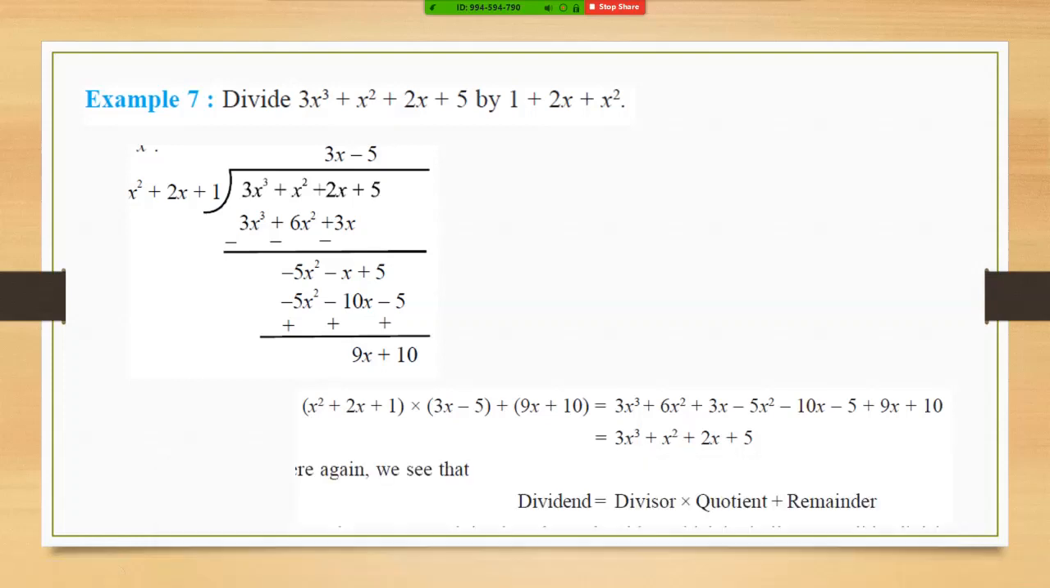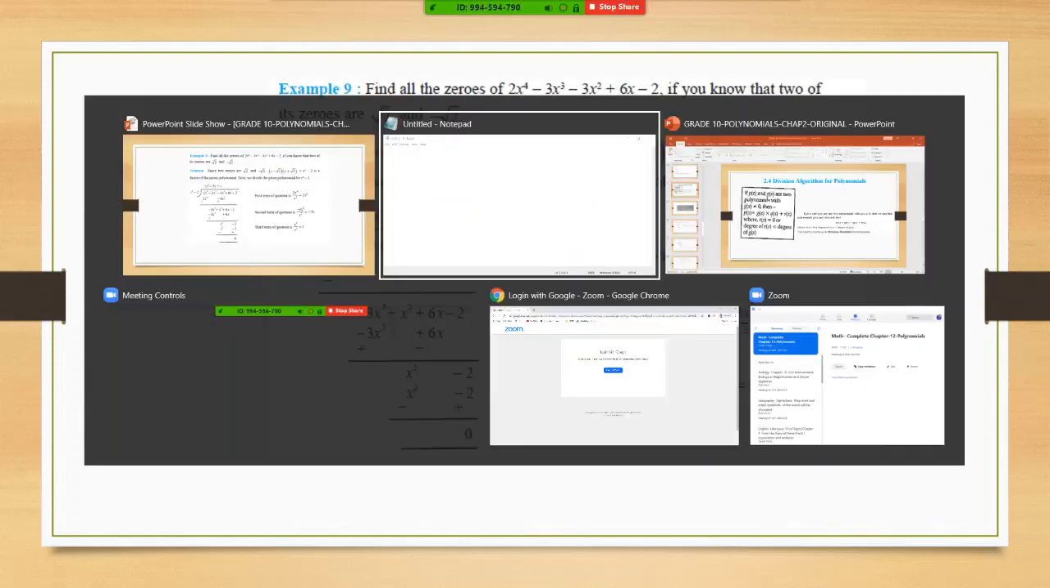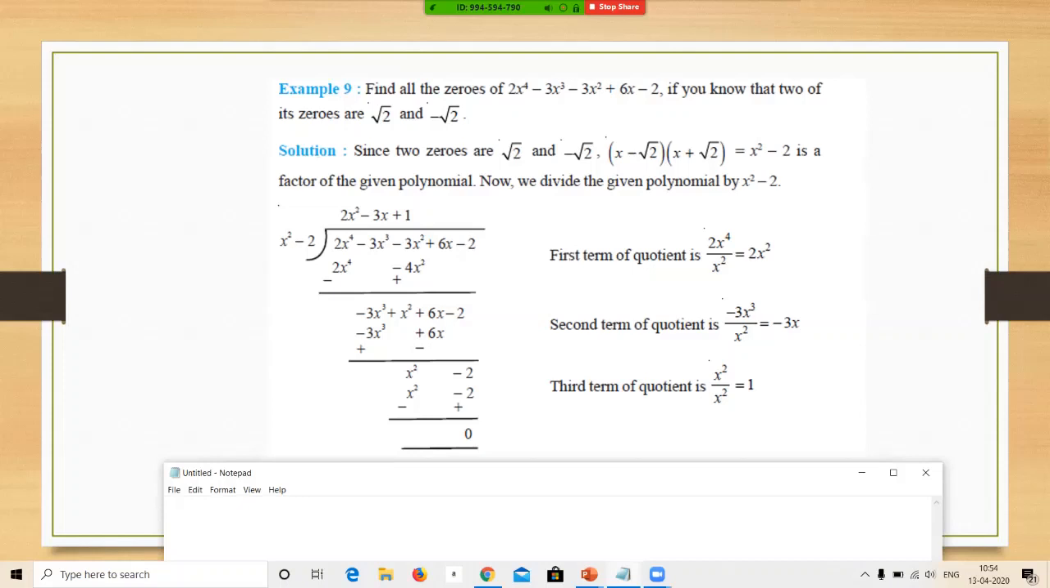Others, are you done with it? Everybody out there? So that I can proceed to the next sum. Okay, fine, perfectly fine. Now here goes a bit of a different one.